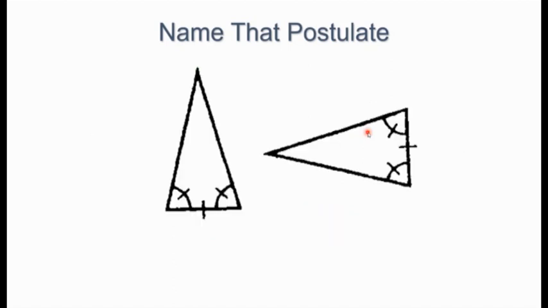How about this one? We have angle, side, angle. The side is an included side. We also have angle, side, angle. And this side is an included side. So we could say ASA.